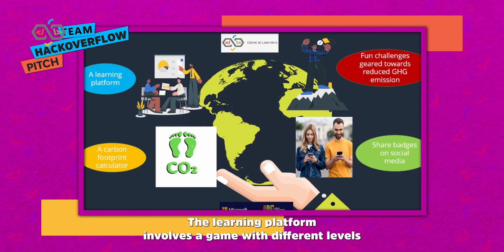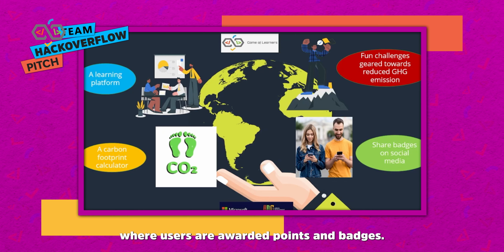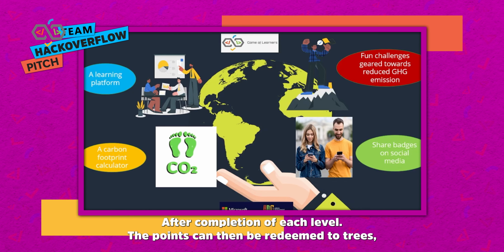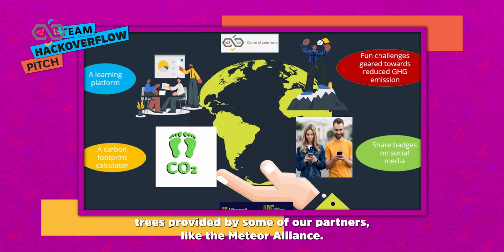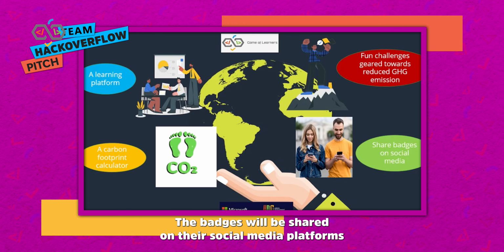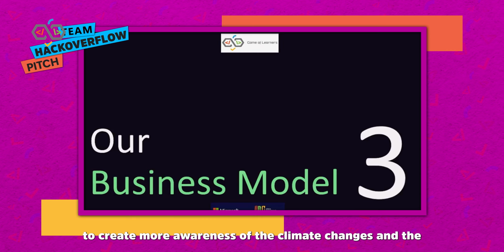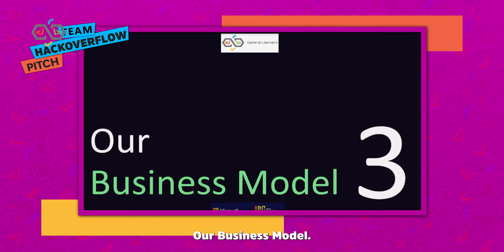The learning platform involves a game with different levels where users are rewarded points and badges after completion of each level. The points can then be redeemed for trees provided by some of our partners like the Meteor Alliance. The badges will be shared on their social media platforms to create more awareness of climate change and environmental sustainability. Our business model.